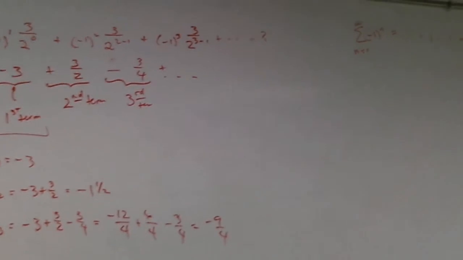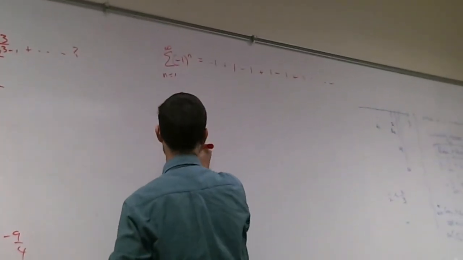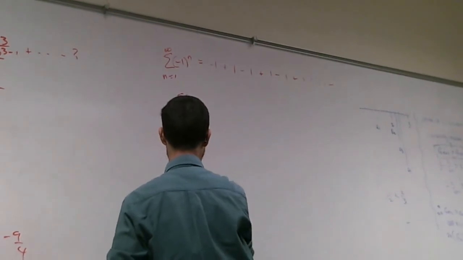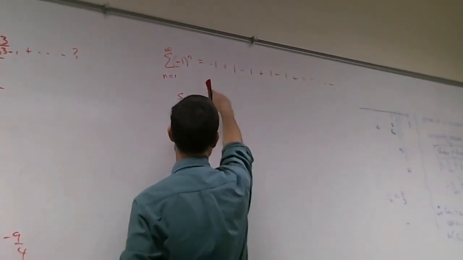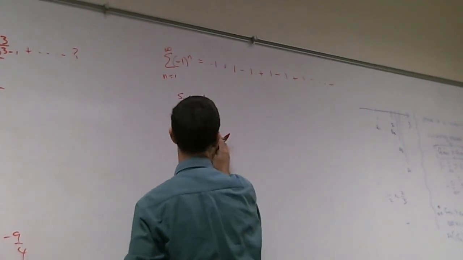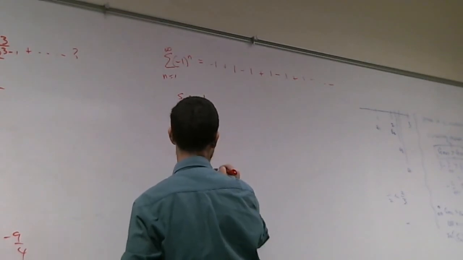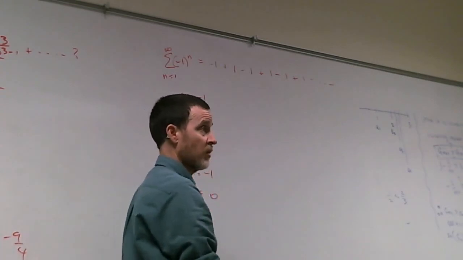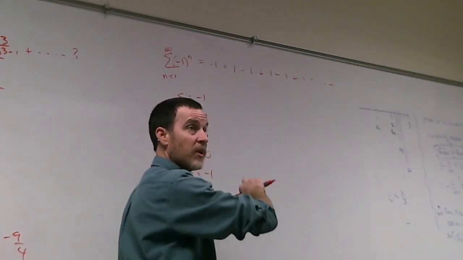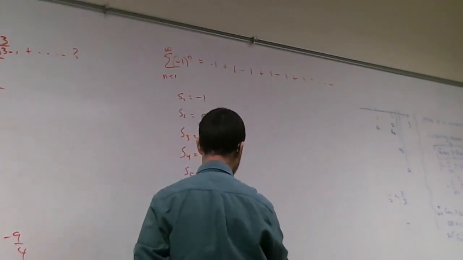But now look at what the partial sums are. What's the first one? -1. What's the next one? 0. What's the next one? -1. What's the next one? 0. Does that sequence converge? Is it heading towards a number? No, it alternates back and forth. -1, 0, -1, 0. So that sequence diverges.